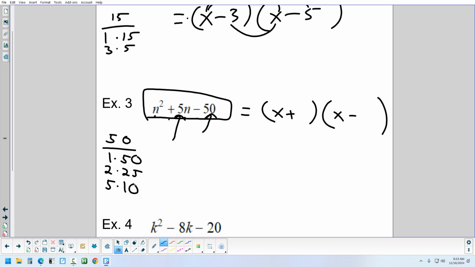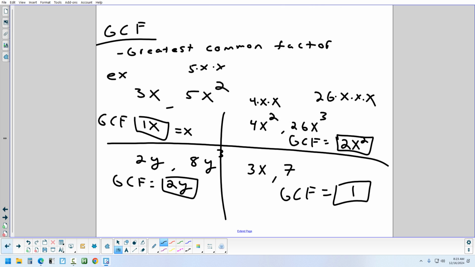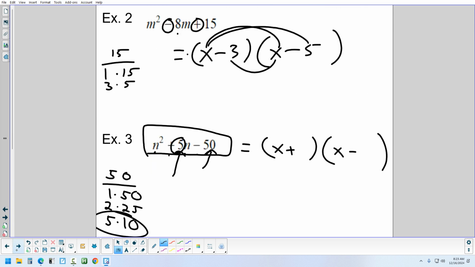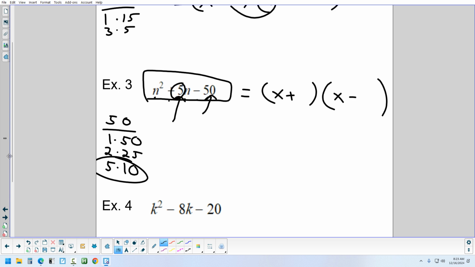All right, so now you've got all your numbers. Which pair of numbers is it going to be that would give us a 5 in the middle? Yep, 5 times 10. It's going to be these two numbers, but it matters which one we put where. It says plus the bigger number, minus the smaller. So let's try it. Plus the bigger, 10's bigger, and then minus 5 is smaller. Okay, let's check. That should be our answer.